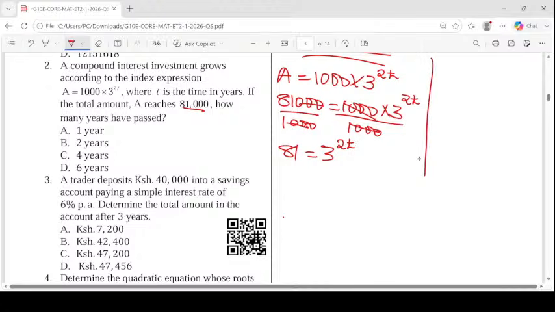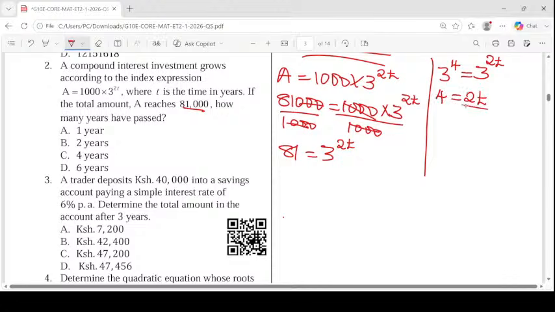But what is 81 to base 3? When you express it to base 3, you know that 3 to the power of 4 is 81. So 81 can be written as 3 power 4. So this is like saying 3 power 4, which is the same as 81, is equivalent to 3 power 2t. Then when you are equating and you reach a point whereby you have the same bases, you drop the bases and equate the powers. So this will be 4 is equivalent to 2t.